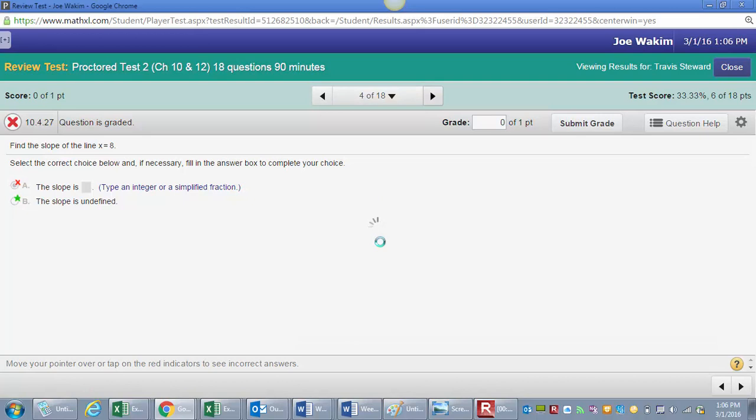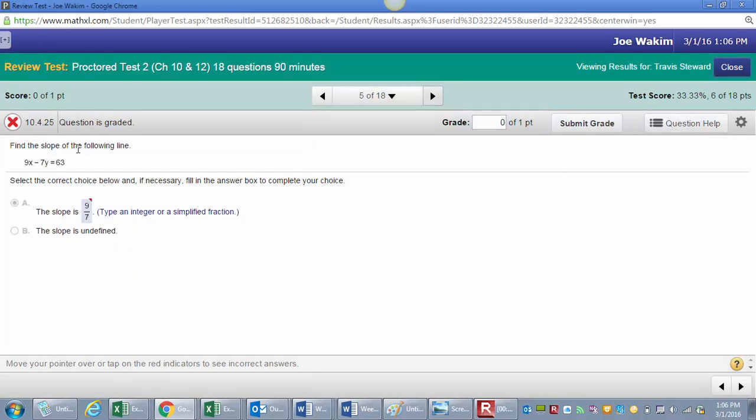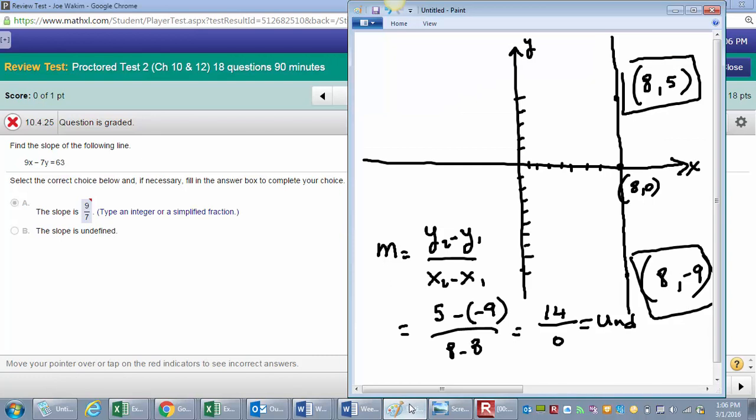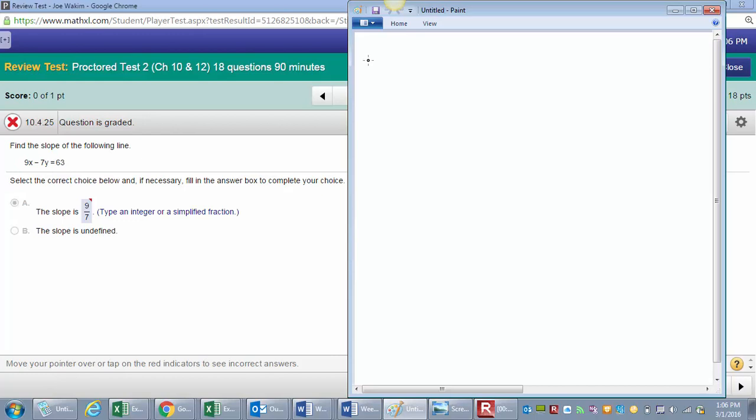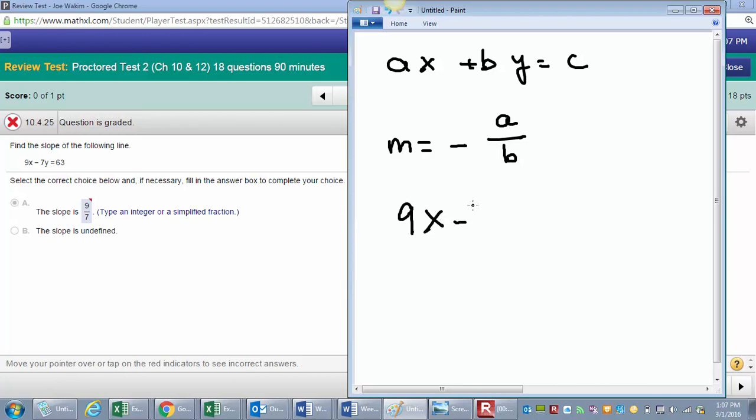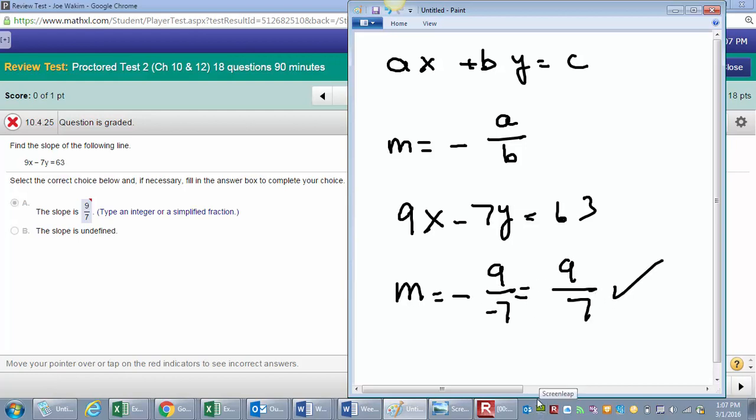Let's try the next question, which is number 5. Find the slope of the following line. So the easiest way to find the slope of a line written in this format, called the standard form, if you have ax plus by equals c, right away you can say m is minus a over b. If you can remember this, then that's great. So you can apply it here. 9x minus 7y equals 63. So m would be negative a, which is 9, over b, which is negative 7. And therefore minus minus would be plus, and that would be the slope.